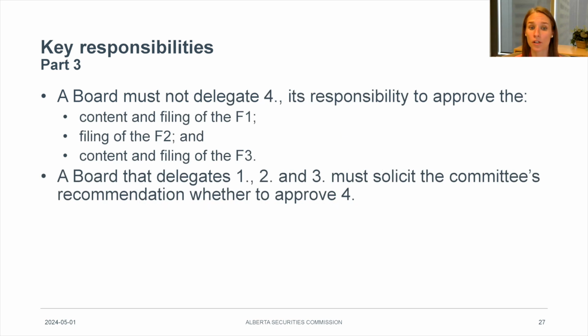Okay, so if the board of directors does delegate certain responsibilities set out in section 3.4 to that reserves committee, the board must solicit the committee's recommendation as to whether to approve the F1 and the F2 and the F3. That said, ultimately, it is still the board's responsibility, of course, after receiving the committee's recommendation, to approve the content and the filing of the F1 and the F3 and approve the filing of the F2. So like I said, the board is still ultimately responsible.